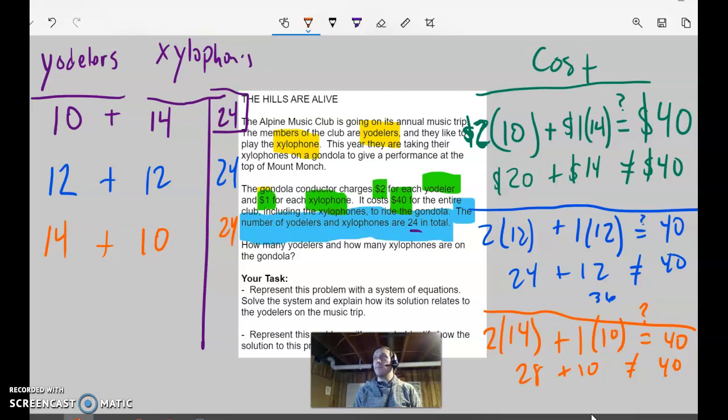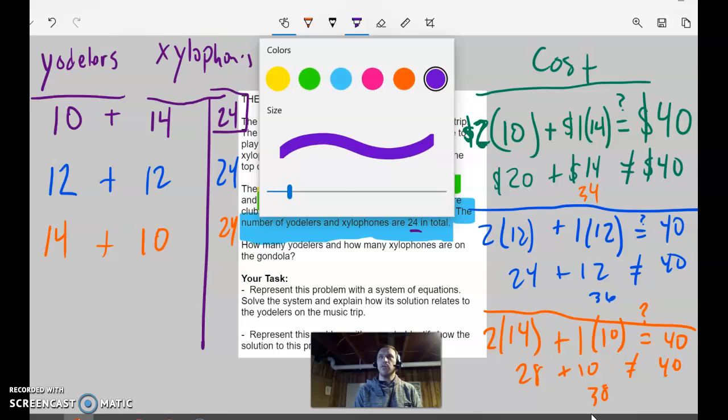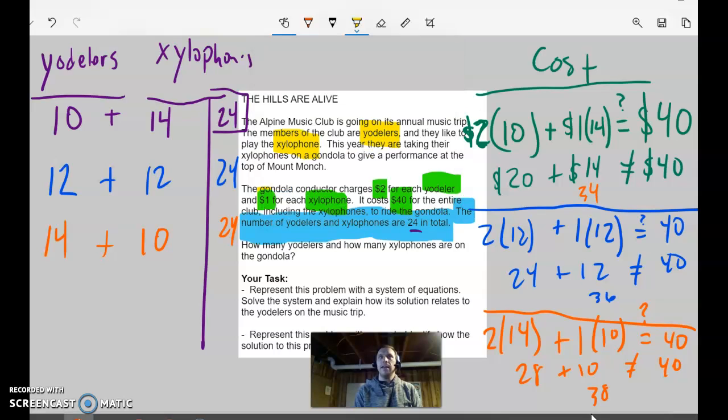I'm getting close. I'm going from 34, 36, 38. So if you kept guessing, I bet you'd find the answer. But again, that's not going to help you in the long run. The reason we're guessing is because we're creating this system here, right? If I guess the number of yodelers, I add that to the number of xylophones. So see, this 10 shows up here, and then it shows up in this equation. And then 12 shows up here, and it shows up in this part of the equation.